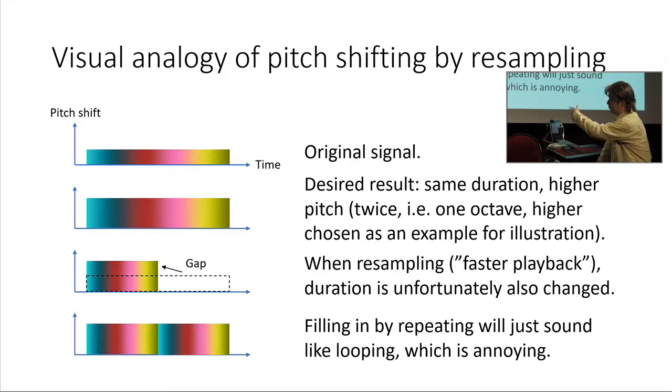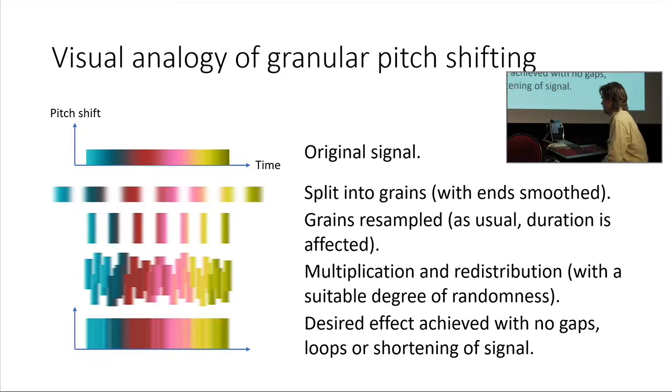And then you would need to fill in the gap by, for example, looping, which doesn't sound nice, except of course if you want that kind of effect. So what you can do then is the essence of granular synthesis, and that's dividing, resampling, and multiplying and rearranging, and then mixing everything together again. And this visually illustrates how you can get, let's say, temporarily the same kind of sound as you originally had, but pitch shifted 1 octave higher.